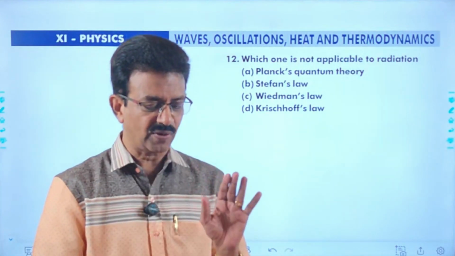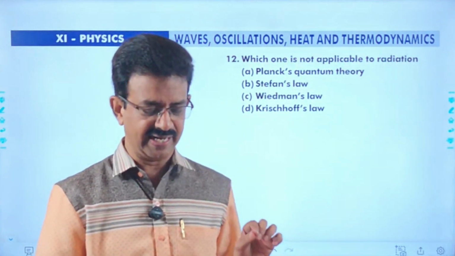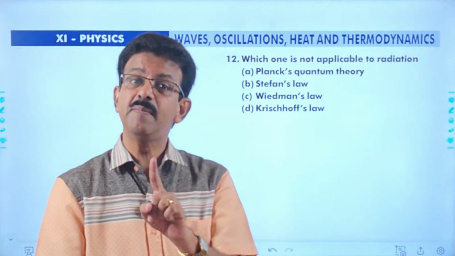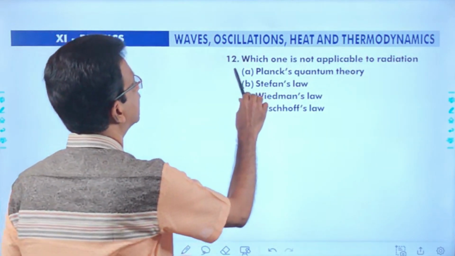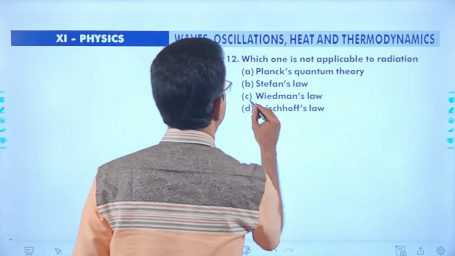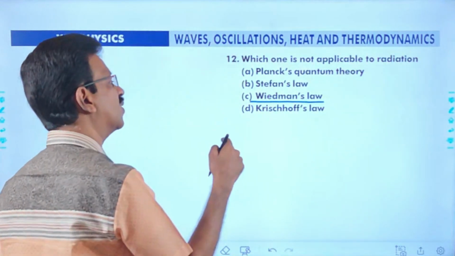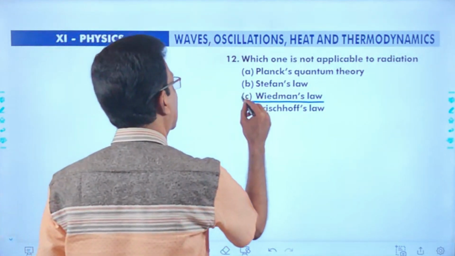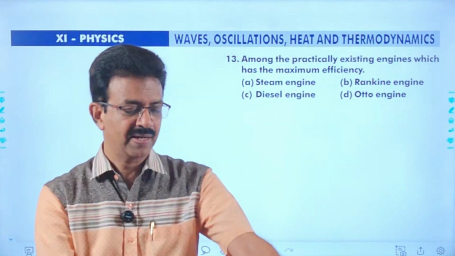Here, Planck's quantum theory is applicable to radiation. Stefan's law is applicable to radiation, but Wiedemann's law is applicable to conduction. Here the question is, which one is not applicable to radiation? Wiedemann's law is applicable to conduction. All the other three laws are applicable to radiation. Therefore, the correct choice is C. Let's go to question number 13.